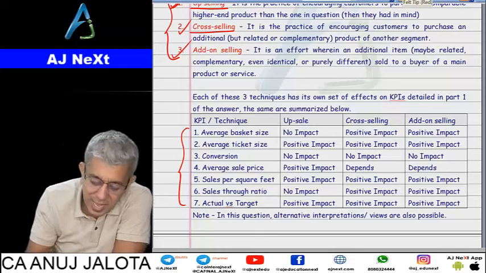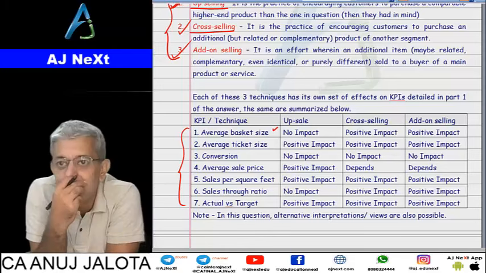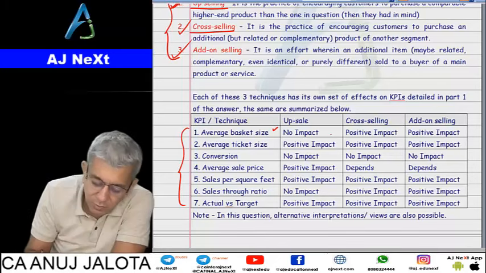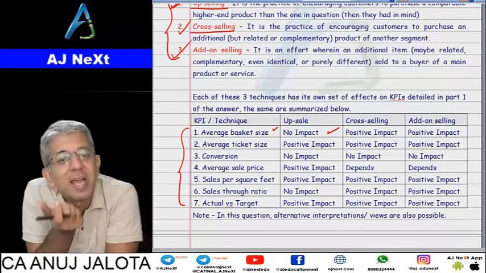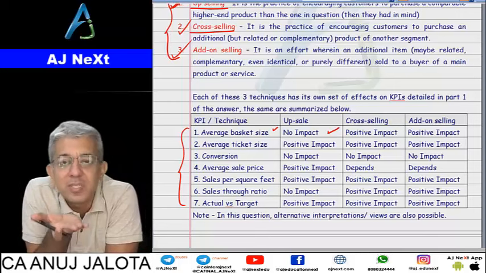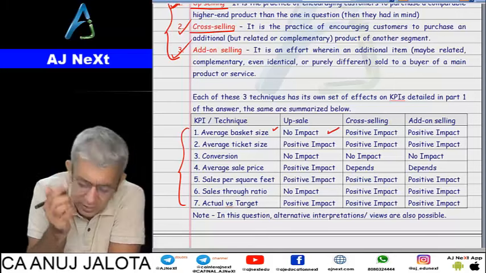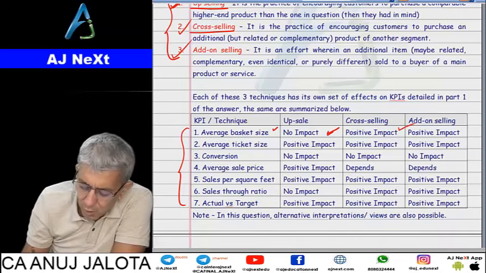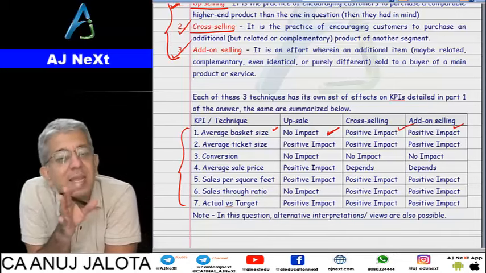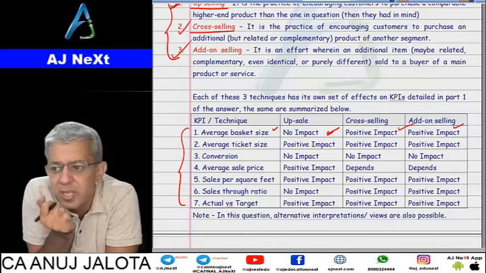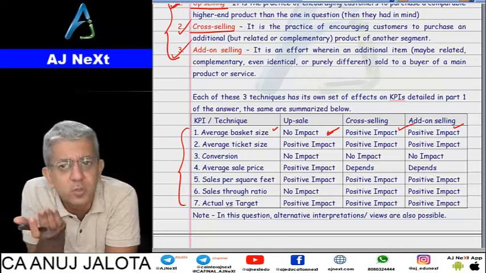See, average basket size means how many units are sold in each and every bill. Obviously, if you upsell, the number of items that you are selling is not changing. You are selling a premium item, so the number of items doesn't get impacted here. Therefore, no impact. But due to cross selling and add-on selling, you are selling more units, so average basket size will improve. Instead of one unit, you are selling two units.